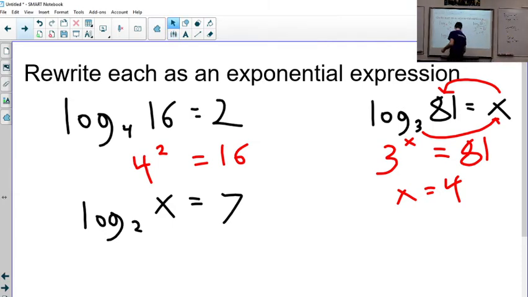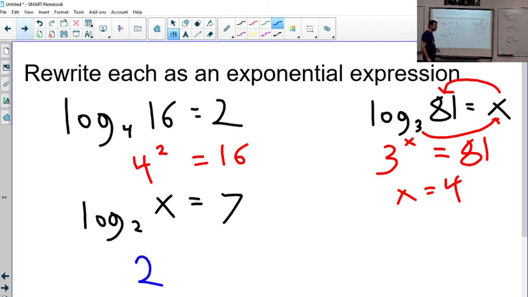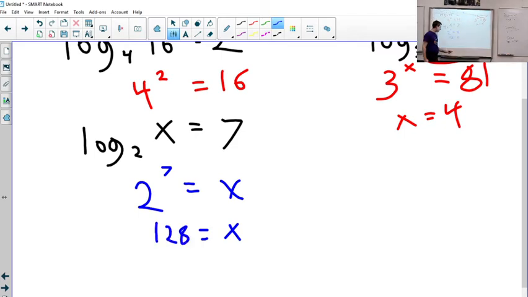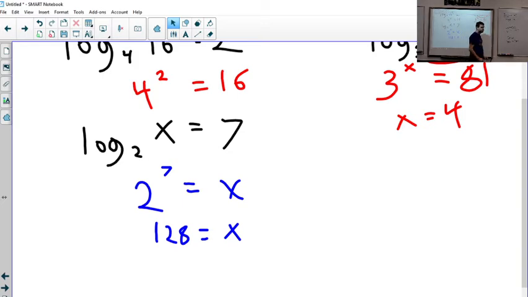All right, last one. Rewriting around again. Remember, 2 is the base, so it goes down here in the base. My 7, the answer over here on the right-hand side, is my exponent, equals x. And so now that I know that that has to be 2 to the 7th, that means that x is 128, because that's 2 to the 7th power. So again, it's just a way of rewriting these things around so that I can figure out what the exponent is.